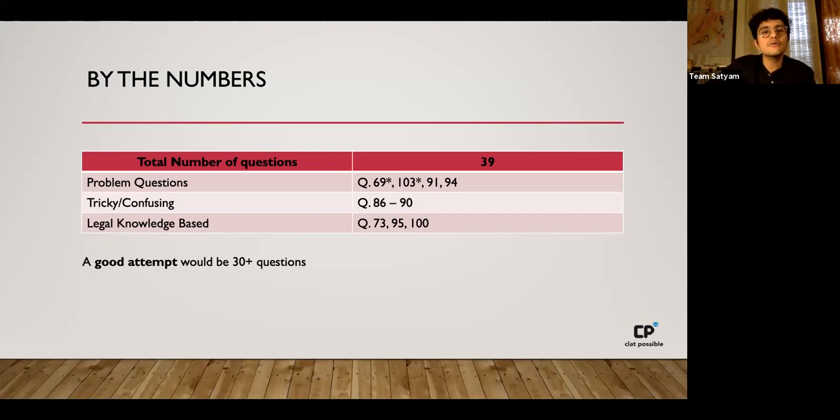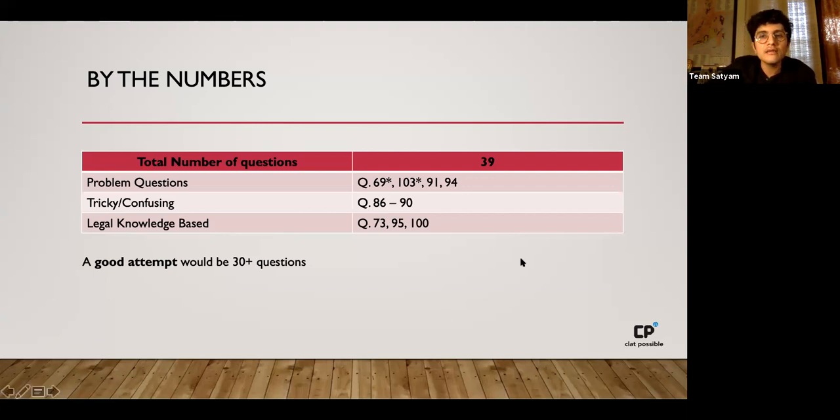All right. So again, the same thing, treading on a thin line between legal awareness and legal knowledge, in which the legal awareness is something that you are required to have when it comes to the CLAT exam, but legal knowledge not so much.